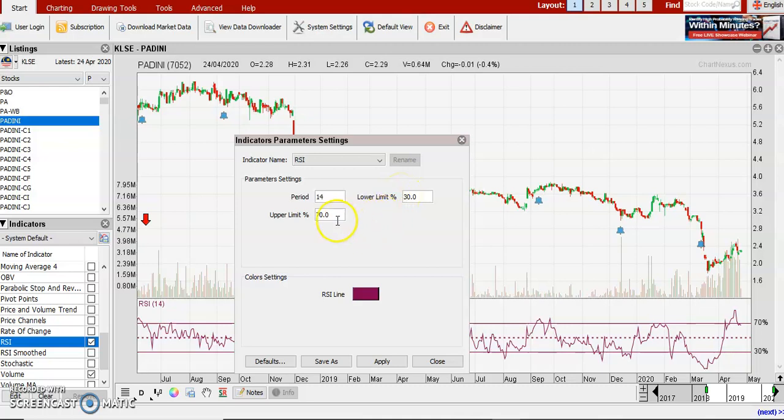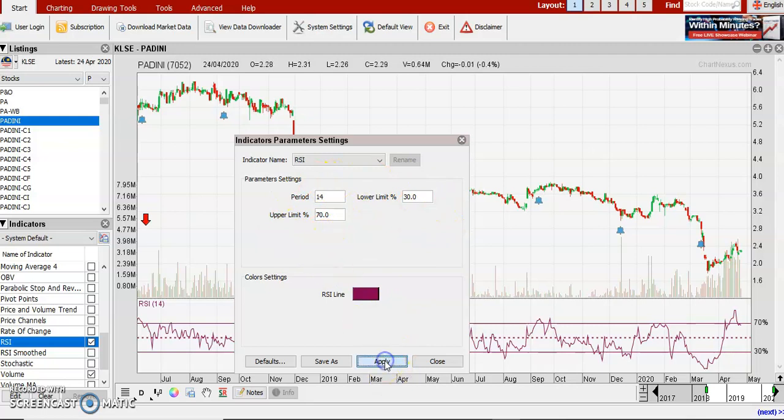We can change it into any combination, but we must make sure the sum is 100. For example, we can change the upper limit to 80 and the lower limit automatically will become 20. Or we want to decrease the upper limit to 60 and increase the lower limit to 40. Okay. In this example, I just want to use the default setting.